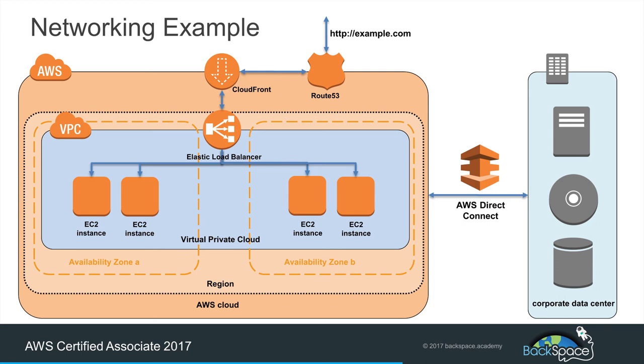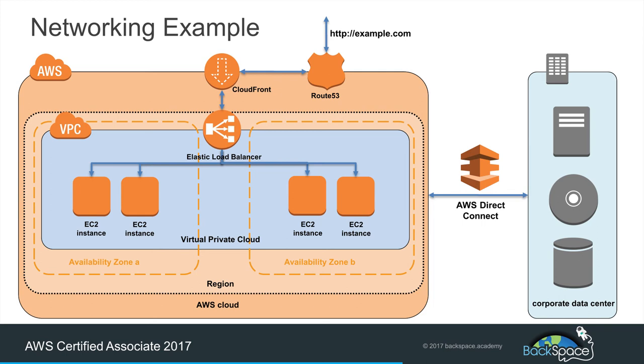If we have a domain there, I've got the example.com, if we want to direct traffic from that domain through to our infrastructure, we can use the Amazon Route 53 domain name service to do that, and that will route our traffic through to AWS CloudFront.